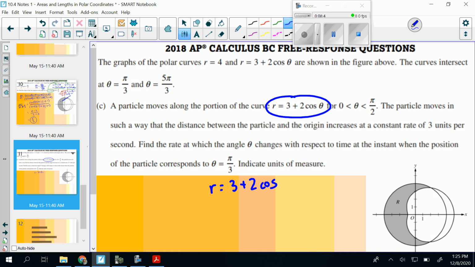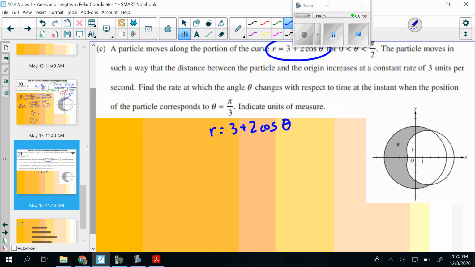So we want to take this equation and differentiate it with respect to time. What we're trying to find is dr/dt here. So we want to differentiate this with respect to time. On the right side, if we take the derivative with respect to time, it'd just be 1 dr/dt. On the other side, the derivative of 3 is 0, it's a constant.